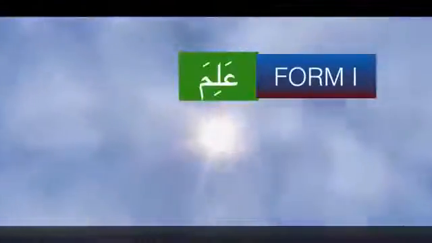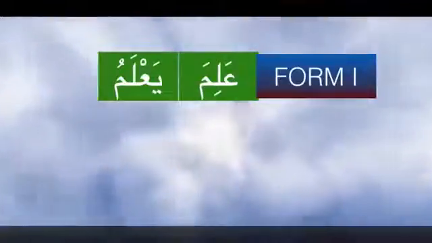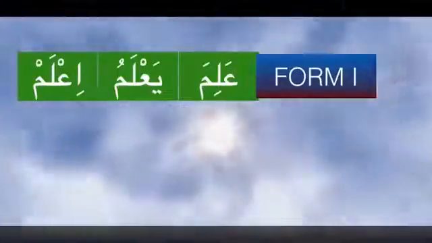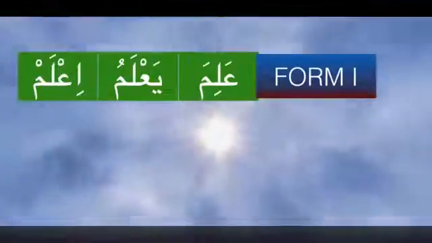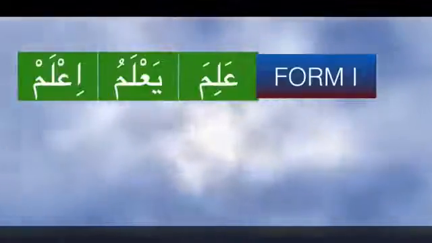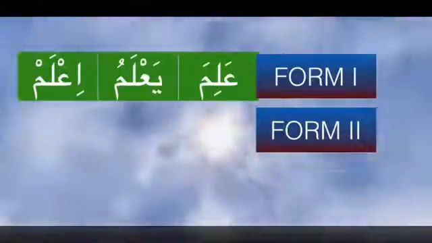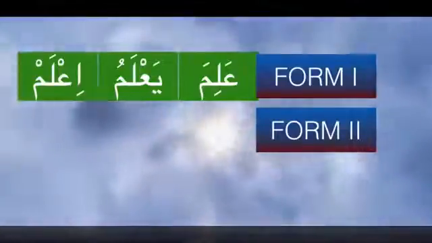So form 1, for example, if we take alima, ya'lamu, we know how the amr is made in form 1. We take the alamatul mudari' away, and depending on the lam kalima, dhamma or fatha or kasra, depending on that we bring hamzatul wasl and give kasra if it is fatha or kasra. So here it is dhamma. In form 2, we're going to see how the fi'l amr is formed, inshallah.